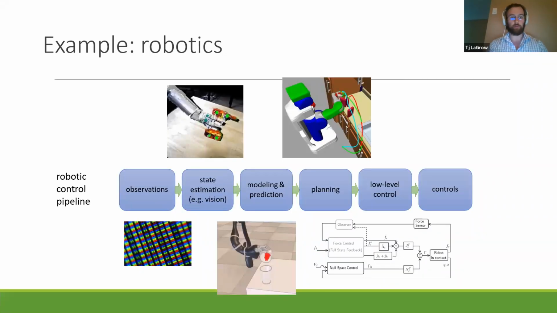For an example of robotics, we have the observations, where we get the state estimation with the vision, the modeling and prediction, the planning, down to the low level control, and then the actual controls that it has to feed itself. So here we have an example of a robot trying to tip the contents of a glass into another glass. This is just a very illustrative example.